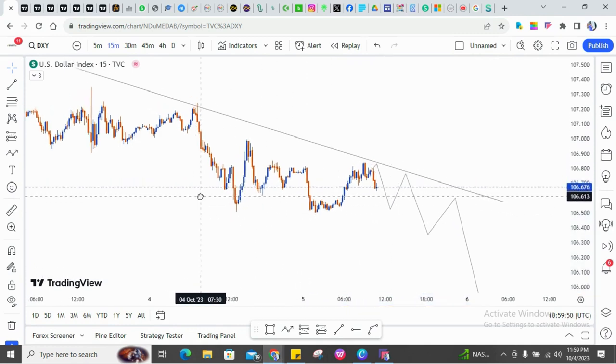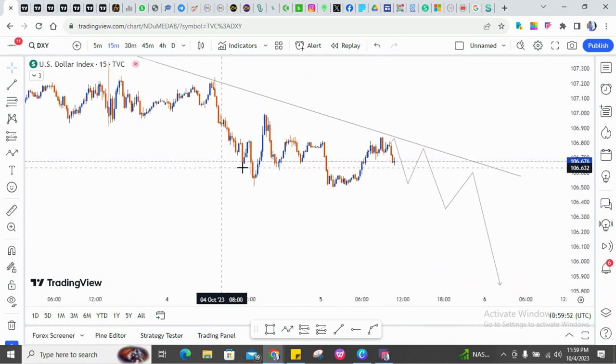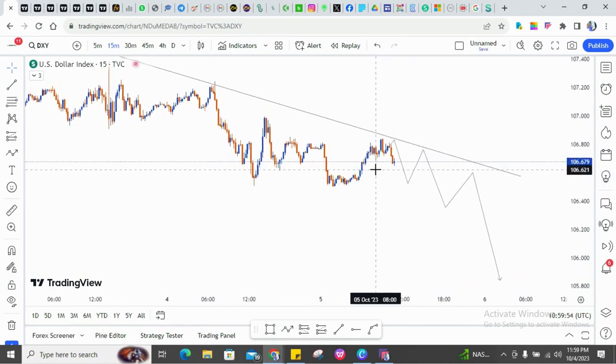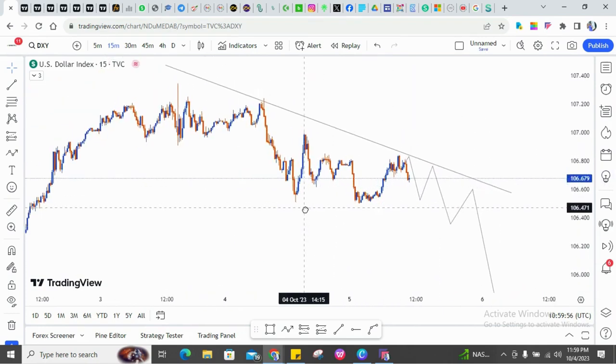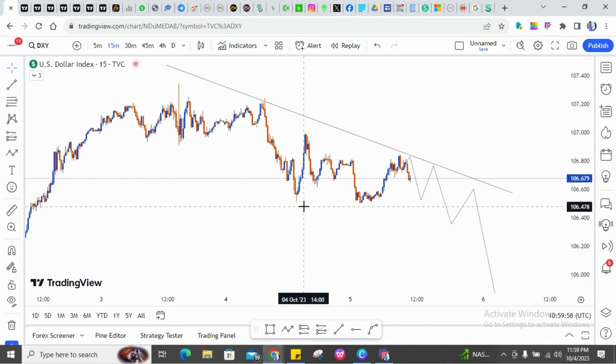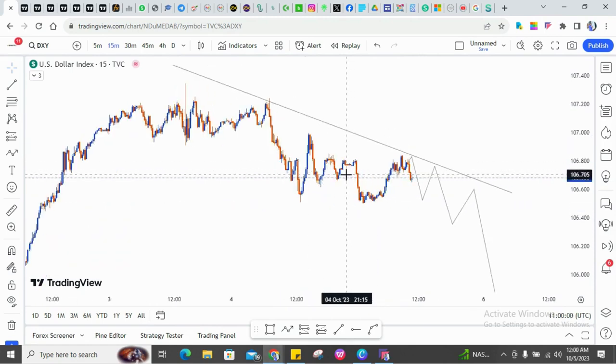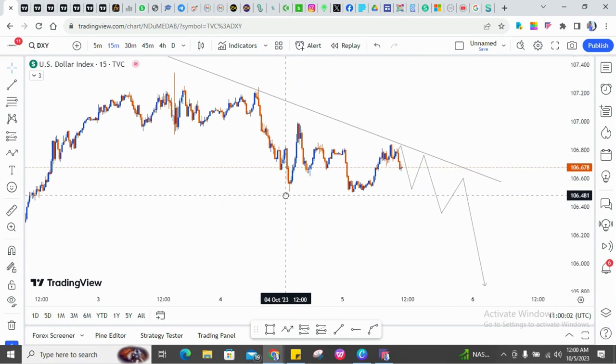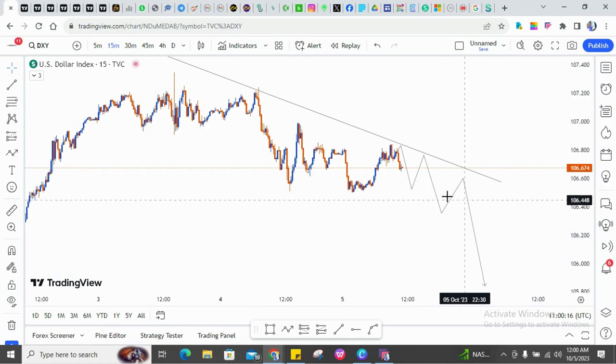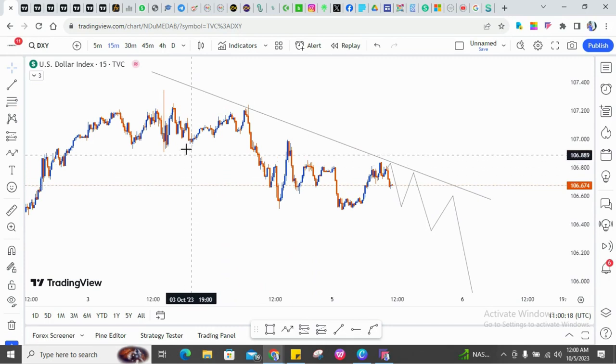Dollar index. Now you all know if the dollar is buying, every trade that is connected to the dollar will be selling. If the dollar is selling, every currency that is connected to the dollar will be buying. For instance, EURUSD. If the dollar is selling, EUR will be buying. So if you're trading EURUSD, you should be looking for buys.